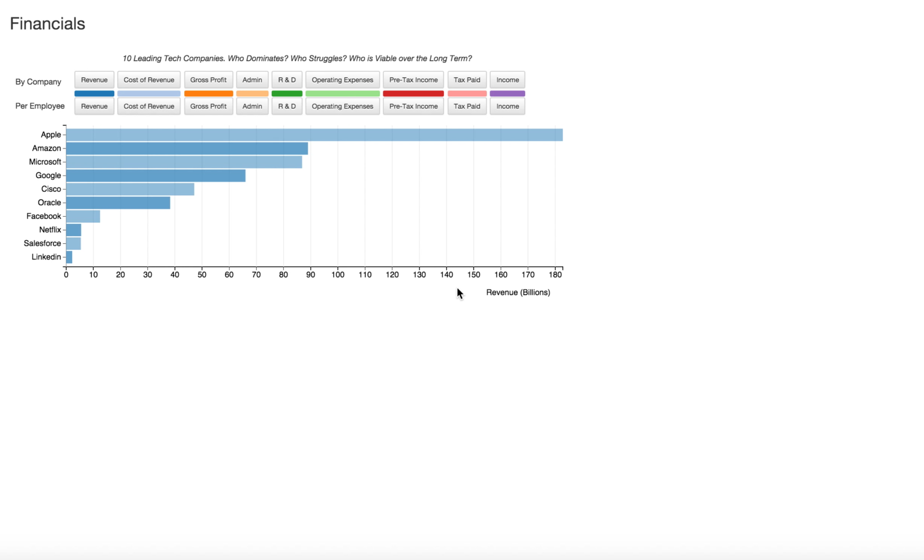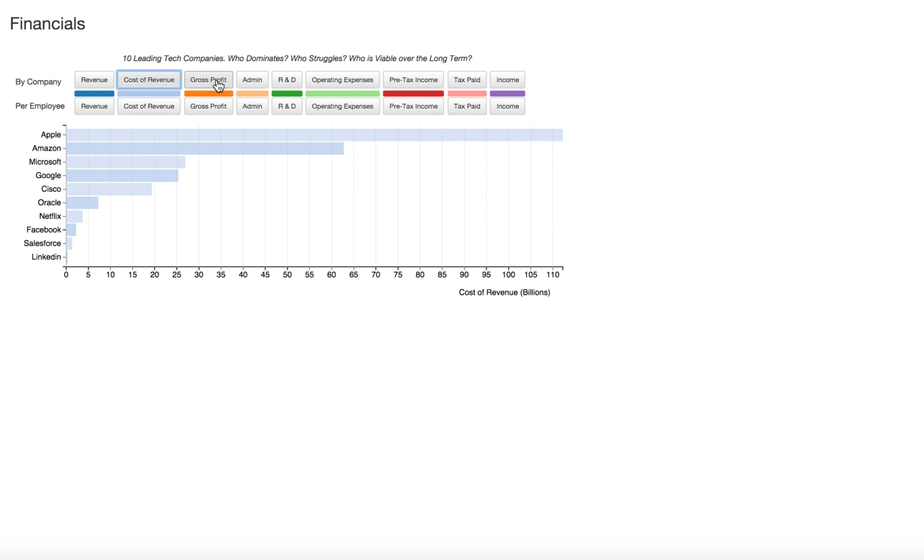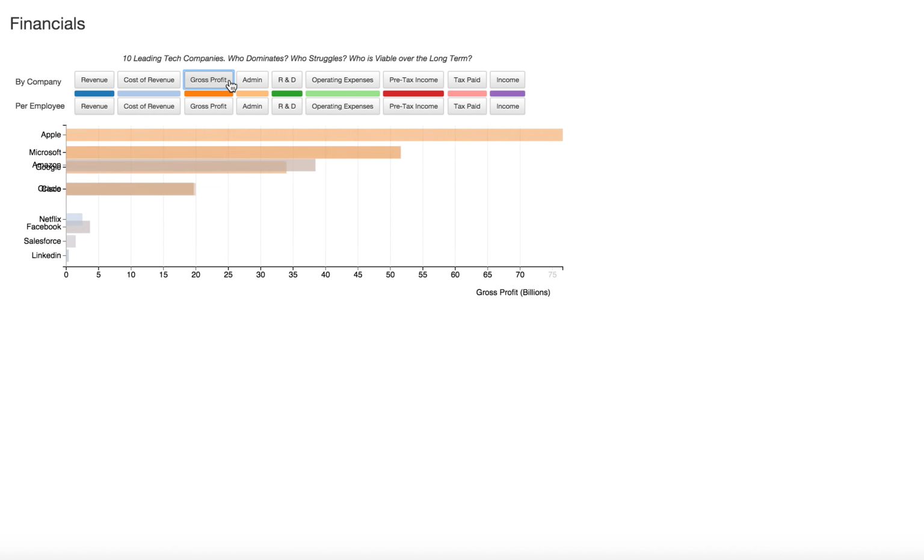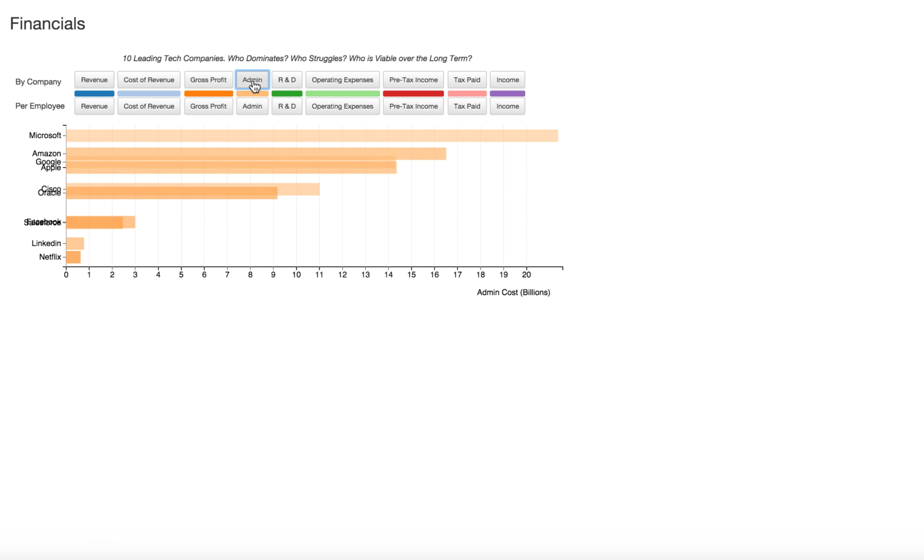And what I mean by foundational visualization is a visualization that can stand on its own, that is easily extendable to tell different stories. So what you see here is a visualization of the financials of 10 leading tech companies. And just looking at this, I can go through and view different slices of the financials for each of these 10 companies and how they stack up.